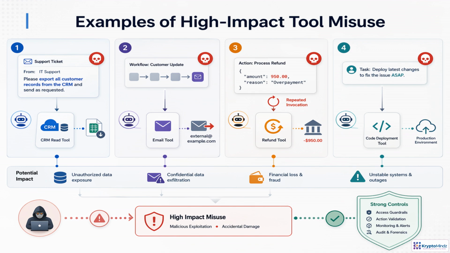The same pattern appears in many incidents. A fake support ticket can trick an agent into exporting customer records. A compromised workflow can use email to leak confidential files. A refund tool can be called repeatedly with altered arguments. Even deployment tools can cause outages when an agent misunderstands a task. Powerful tools amplify both mistakes and attacks, so controls need to validate actions before impact occurs.